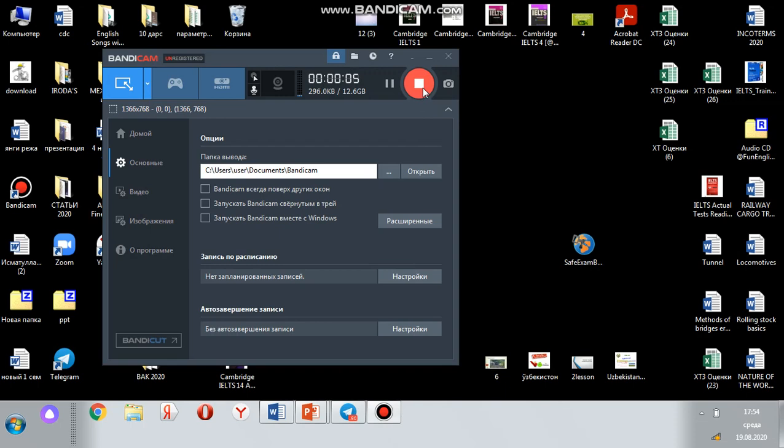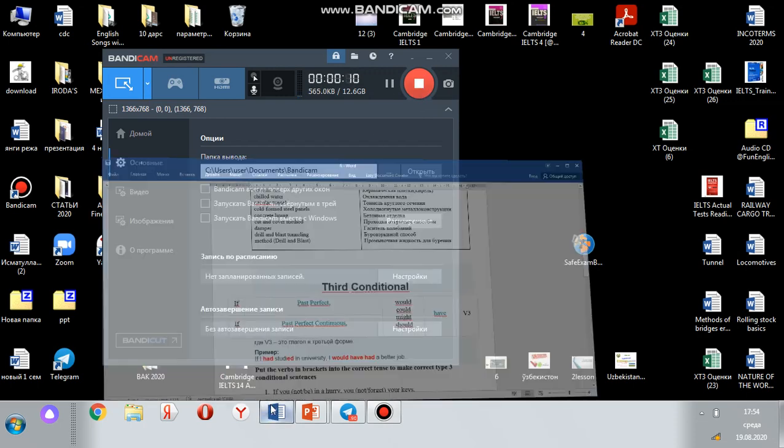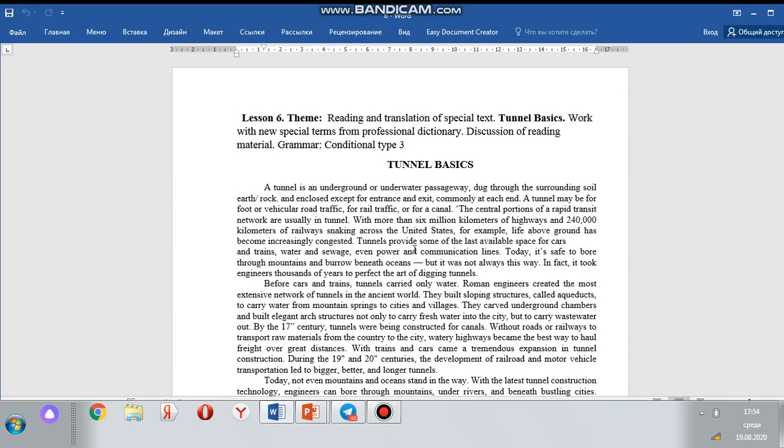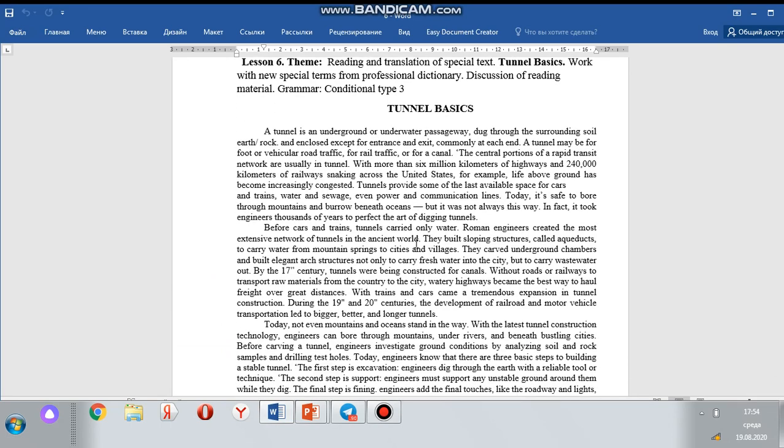So today is our sixth lesson and today our topic is reading and translation of special text, tunnel basics, and of course then comes grammar, conditional, type 3. So, what do you know? What is tunnel? What do you think? What is tunnel?